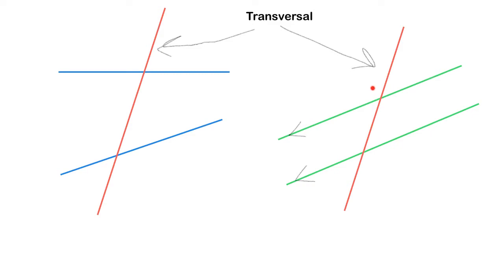Same thing on the other side. We have 1, 2, 3, 4. So 4 are on this intersection point, and then 1, 2, 3, 4. So there's 4 on this intersection point.